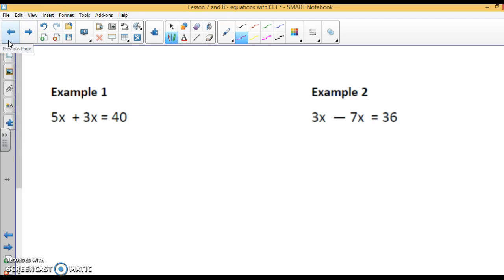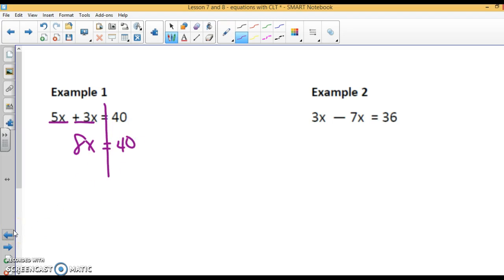Remember, you can only add like terms. That means they have the same exact variable. Now, we're doing solving equations. Our equations get more and more complicated. Draw your line down the middle. Let's take a look at this left side. Look, 5x plus 3x. I can combine those. They're like terms. That gives me 8x equals 40.